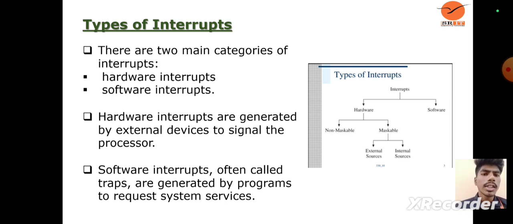Hardware interrupts are generated by external devices to signal the processor. Software interrupts, often called traps, are generated by programs to request system services. Now, while observing this diagram, interrupts are hardware and software; non-maskable, maskable, external source, and internal source are the hardware interrupts.